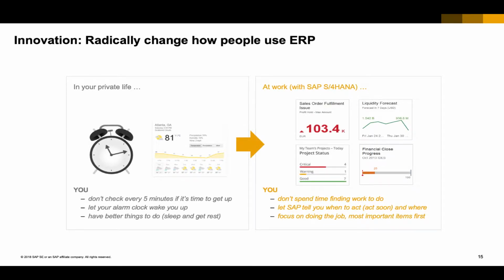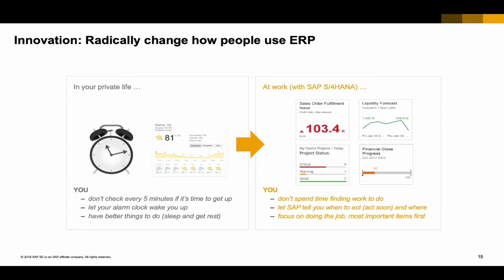And Fiori provides a radical change on how people use the ERP. Now think about the analogy in your private life. When you have a very important meeting the next day and you need to leave your household at 6 a.m. because you need to catch a plane, and you need to wake up at 4:30, you don't check every 5 minutes if it's time to get up. Yeah? You set your alarm clock and trust the alarm clock to wake you up. You have better things to do, which is sleep and get rest.